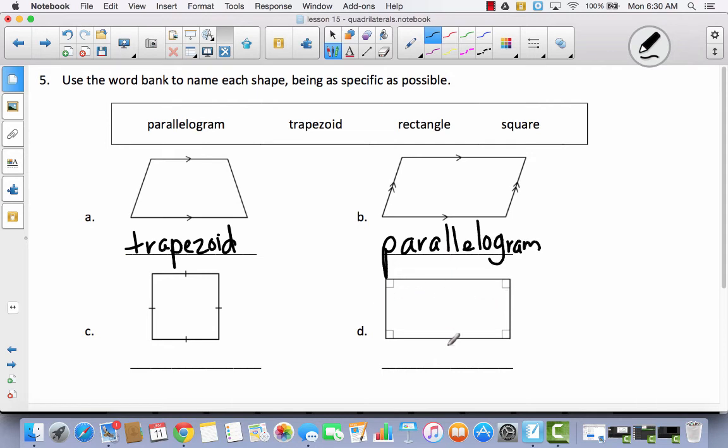Now this shape is a trapezoid because it has one pair of parallel sides. It's a parallelogram because it has 2 pairs of parallel sides. It's a rectangle because it has 4 right angles, but the most specific name for this shape would be square. Same thing for this shape. It's a trapezoid because it has one pair of parallel sides. It's a parallelogram because it has 2 pairs of parallel sides, but the most specific name for this shape is rectangle. Okay?